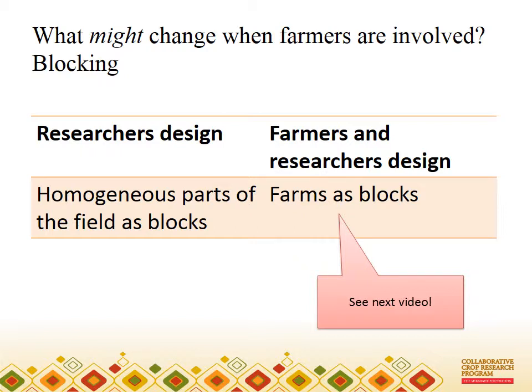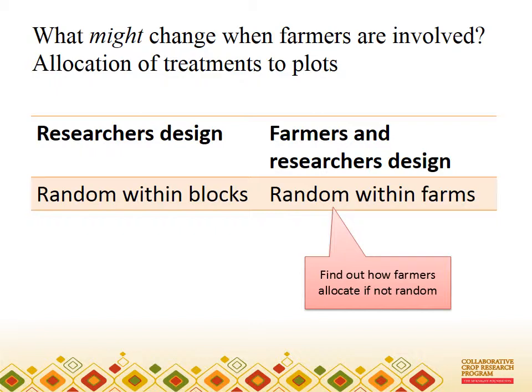Farms may be considered as blocks, as performance within a farm is likely to be more similar than performance on different farms, not least because of more uniform management within a farm. Again, I will explore this in the next video. Random allocation of varieties to plots is still a good idea.